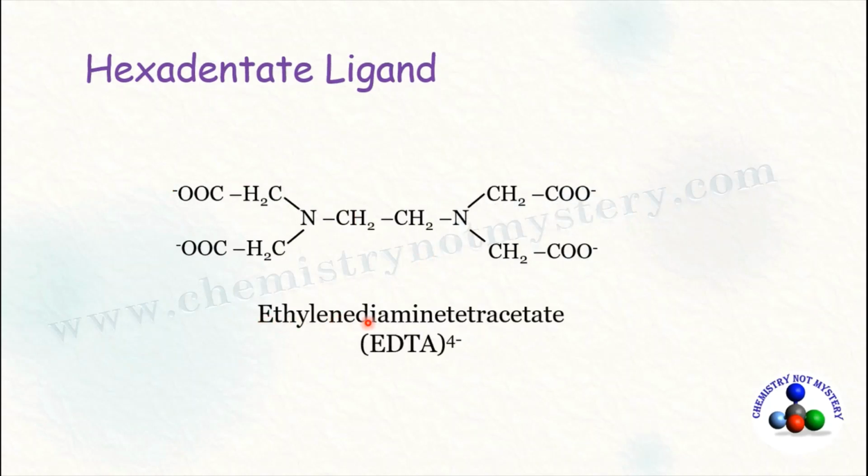Now come to ethylenediamine tetraacetate. It is one example of a hexadentate ligand. Here there are 6 donor atoms, 2 nitrogens and 4 O-negative ions.